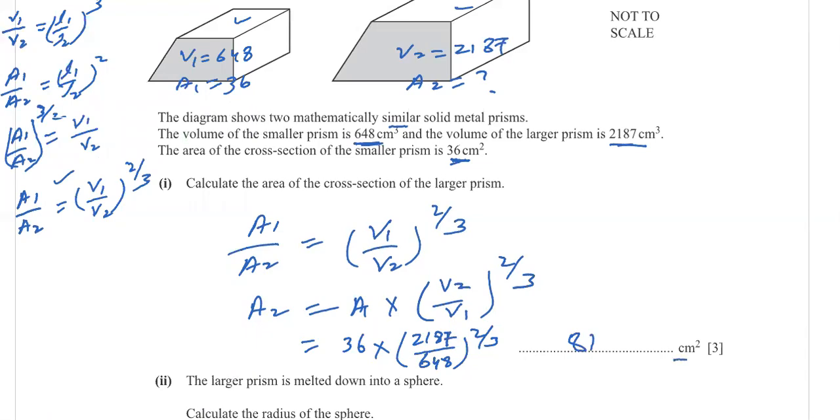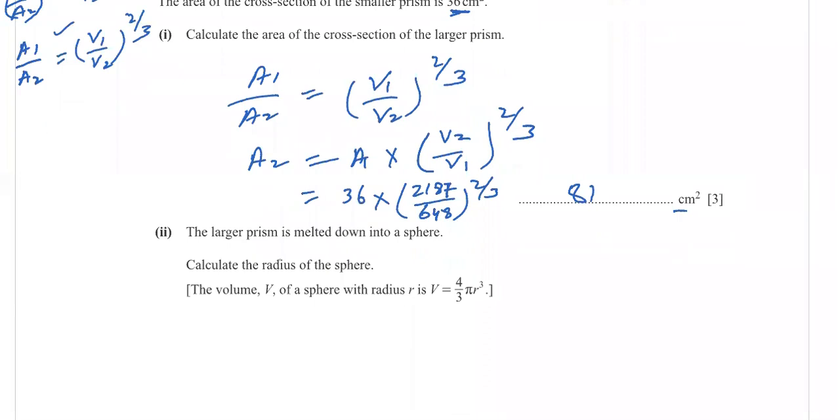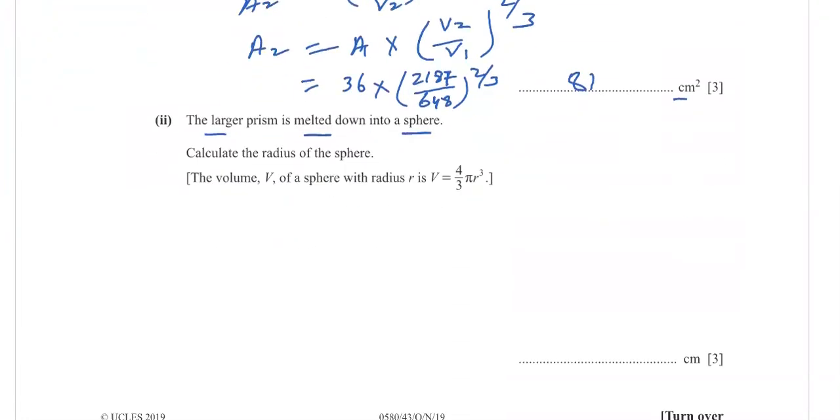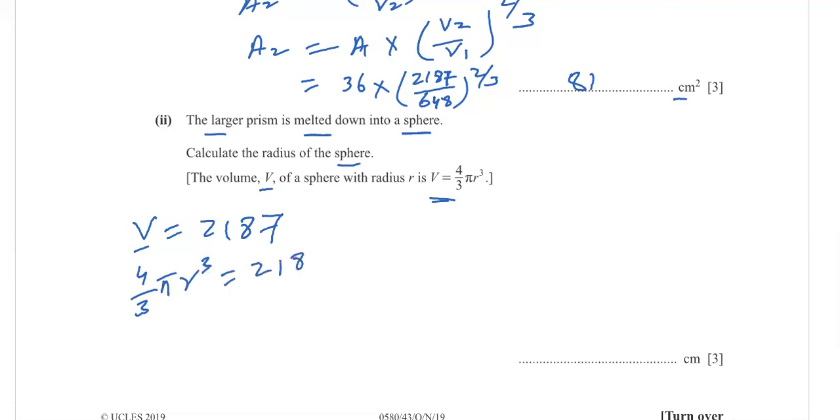Now next: the larger prism is melted down into a sphere. Calculate the radius of the sphere. This larger prism is melted down and reshaped into a sphere. The formula for the volume of a sphere is this one. The volume of the larger prism is 2187. It has been melted to make the sphere. Now in place of volume, write 4 over 3 pi r cubed is equal to 2187.